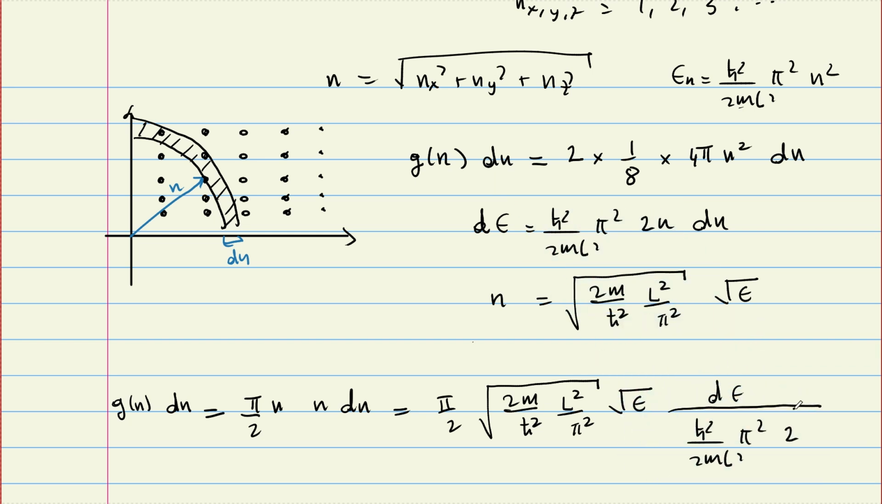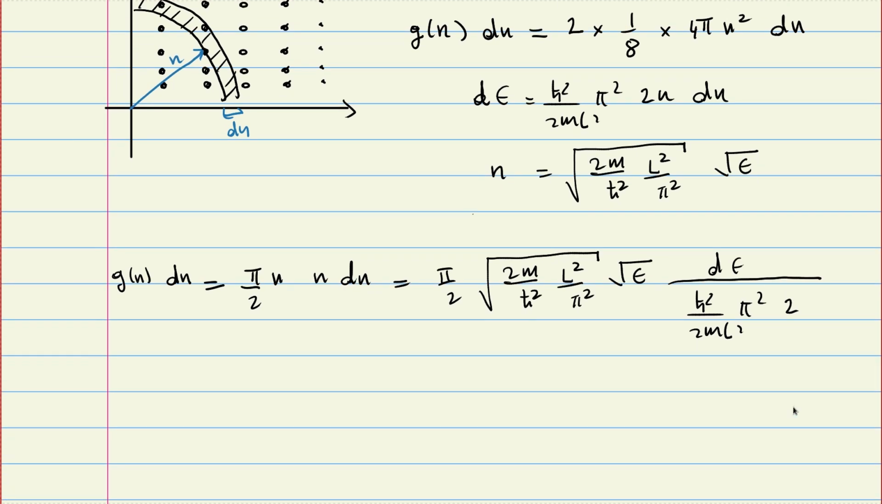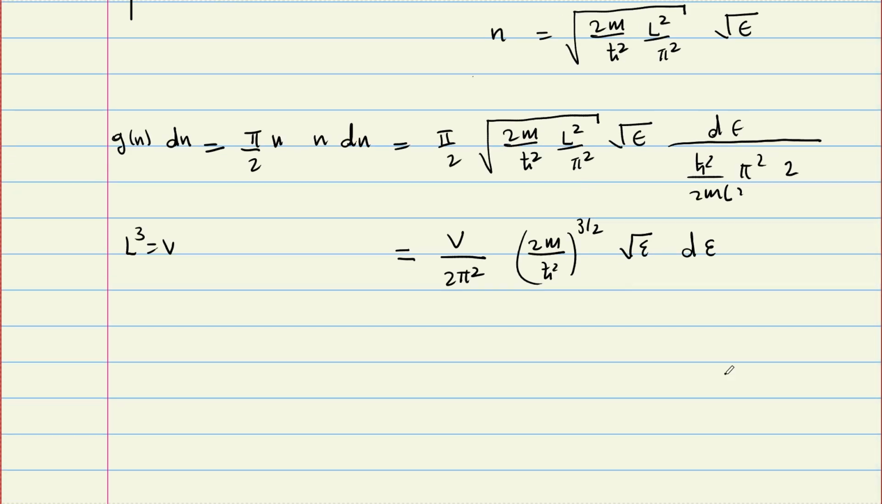Good? Okay, this is a little bit easier to do. And now some cancellations. If you do all of these, what you are going to find is I will call L cube volume. This is going to be V divided by 2 pi squared, (2m over h bar squared)^(3/2), and there is root E and dE. And I'm going to assign this to density of states in energy space, dE. Is that clear?